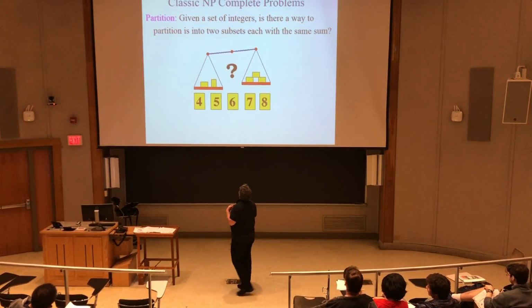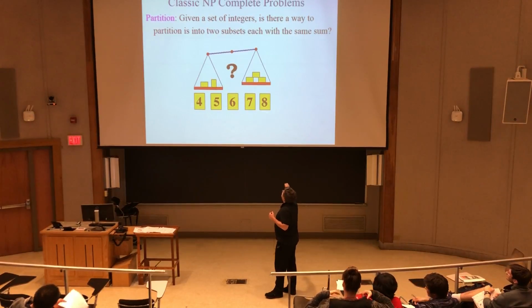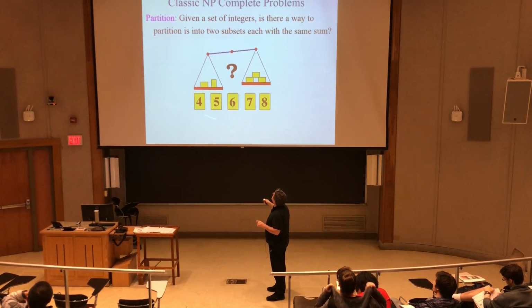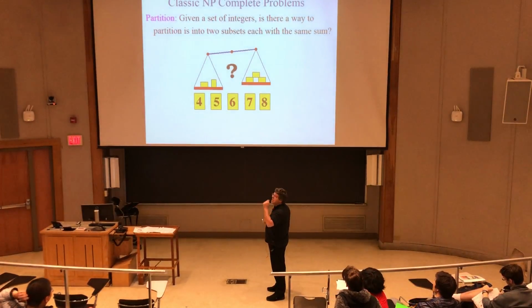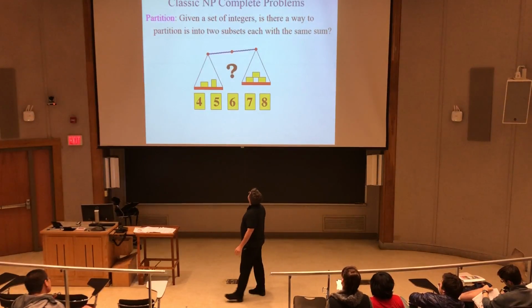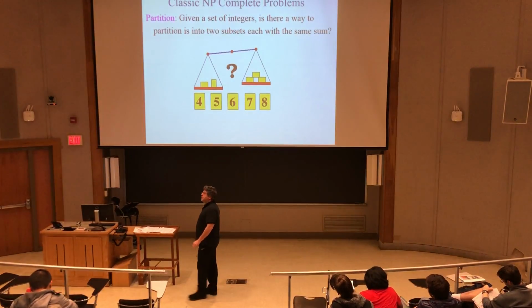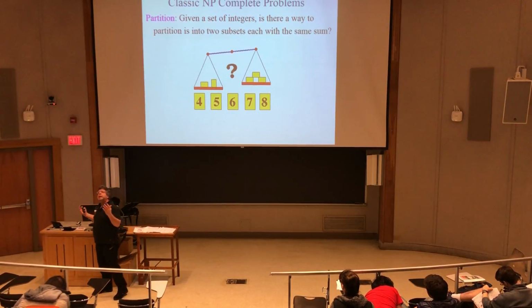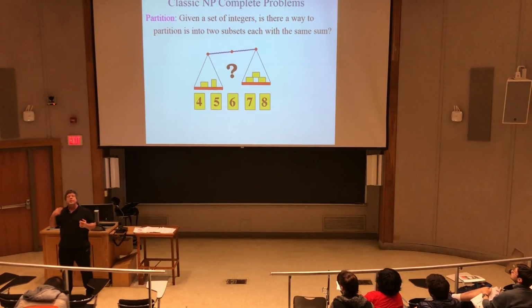Okay, partition problem. I give you a bunch of objects with weights, and I say, is there a way to partition it into 2 subsets so that the sum of one subset is the same as the sum of the other subset? So just a bunch of integers. Is there a way to partition a bunch of integers into 2 subsets that have equal sums? As simple as this sounds, NP-complete. We don't know of any efficient algorithm to do this.